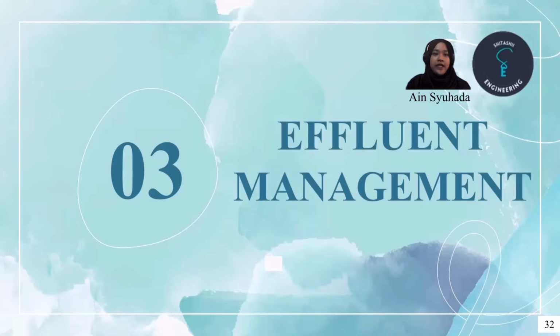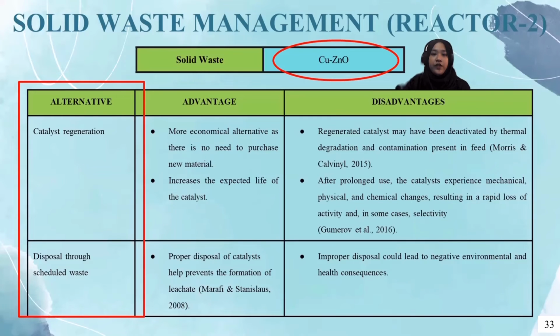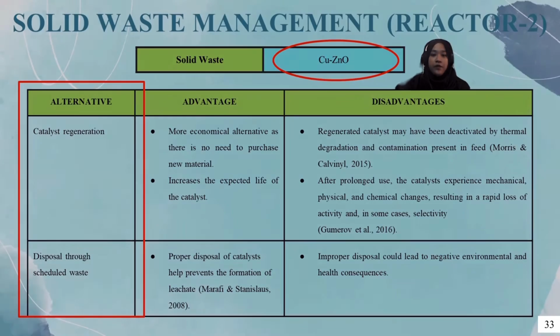Thank you. In this effluent management, we are going to talk about three types of waste, which are solid, vapor, and liquid waste produced in this production plant. The solid waste generated from this production plant is copper zinc oxide catalyst from reactor 2. There are two methods proposed in order to manage the solid waste, which are catalyst regeneration and disposal through scheduled waste. Both methods have their own pros and cons as presented in this table.